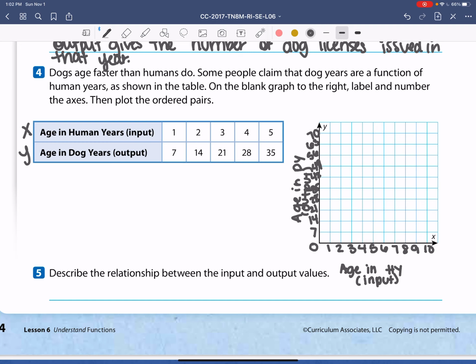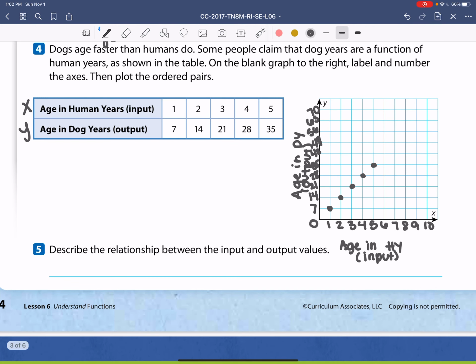All right, so 1 year in human years is 7 dog years. 2 is 14, 3 is 21, 4 is 28, and 5 is 37. All right. Then number 5 says describe the relationship between the input and output value. So what you could put here is that each output value is 7 times the input value.